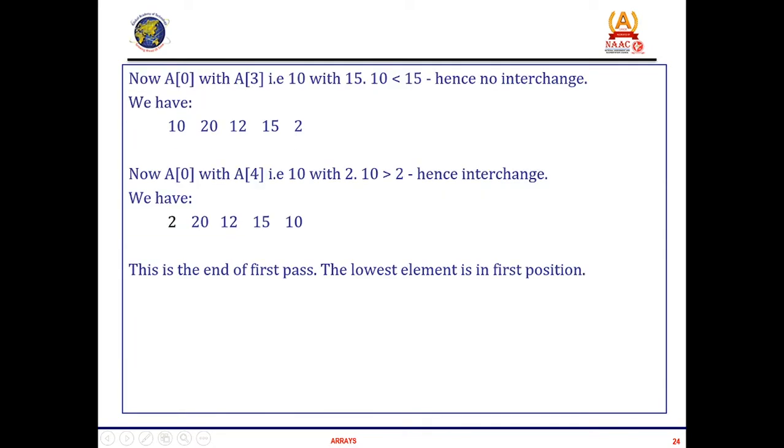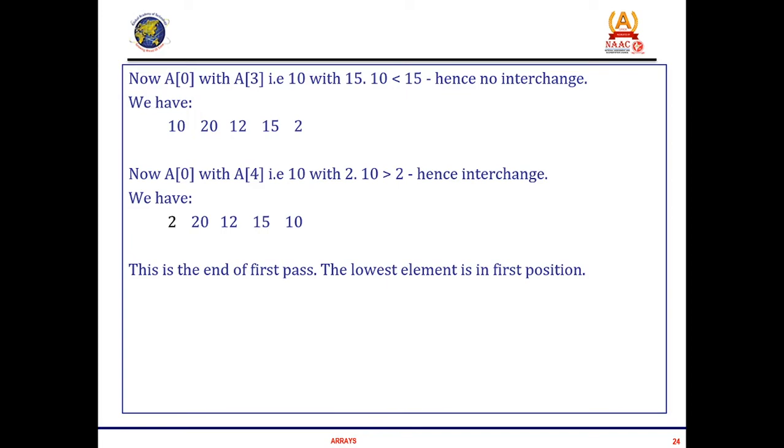In the next step, I compare the newly obtained A of 0, that is 10, with 15. Since 10 is less than 15, I will not do any interchange. Then I compare the same 10 with the last element, that is A of 0 with A of 4, and I find that 10 is greater than 2, so I interchange, and now I have the elements as 2, 20, 12, 15, 10. This is the end of the first pass.